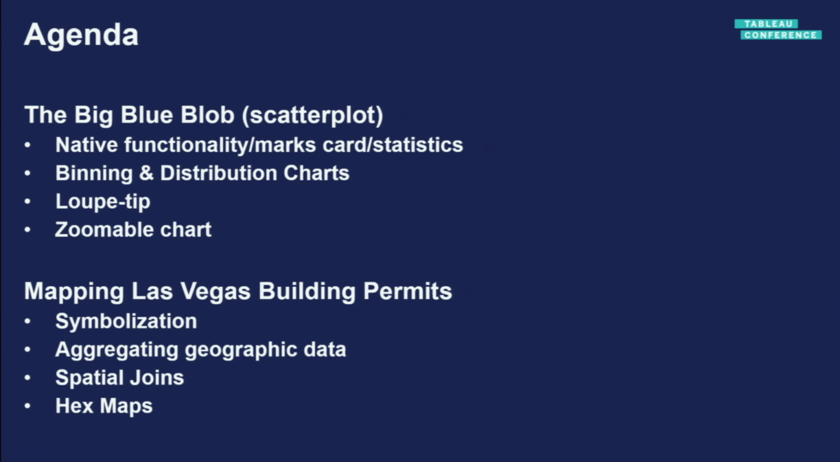And then in the second half of the session, we're going to switch gears a little bit and look at an example more focused on mapping. And so we're going to be looking at a data set that's very relevant to Las Vegas. It's Las Vegas building permits, and we'll be talking about symbolization, aggregating geographic data and binning in the way that we will be with the big blue blob. We'll touch on spatial joins and also hexbinning and hex maps.